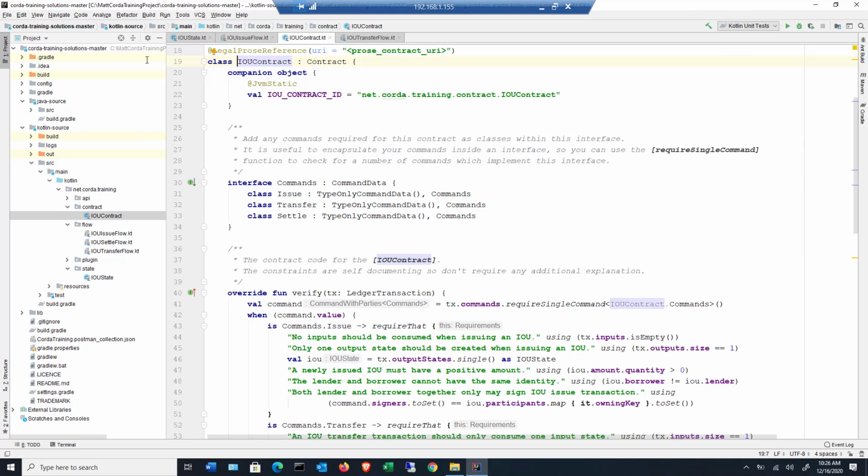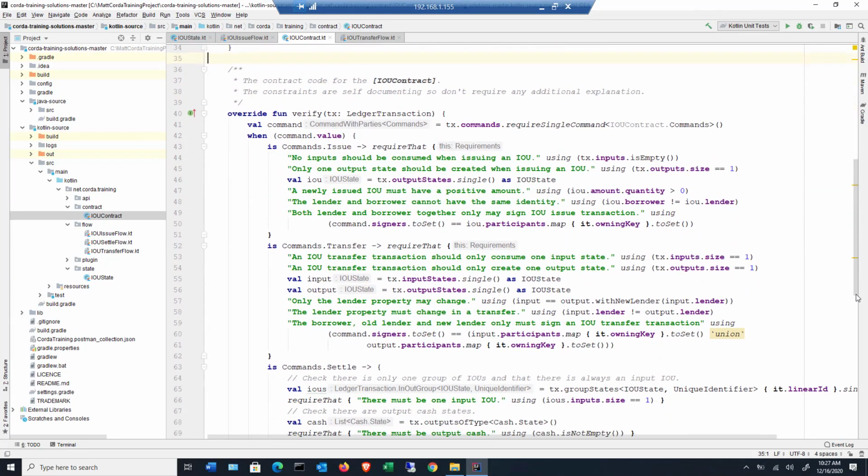If we take a look here at our contract class, you can see our contract class implements the contract interface. We can see here our commands. In this case, we have issue, transfer, and settle. These are our commands. If we scroll down here, we can actually see these commands in place. We see the command issue a little bit later on in this function, which would be the equivalent of a method in the Java world.